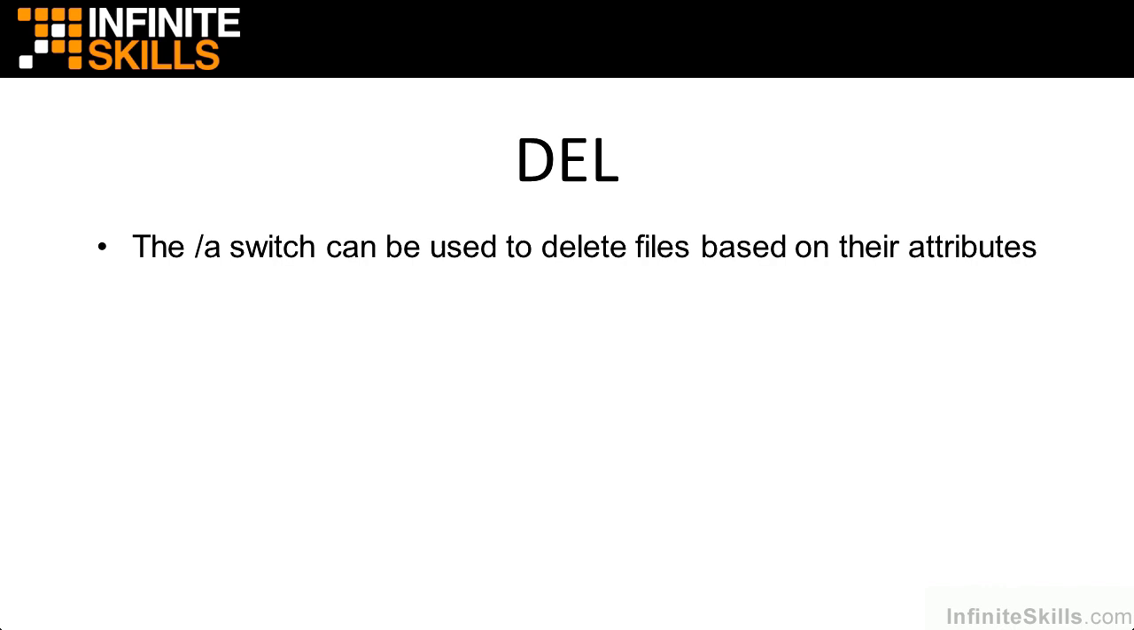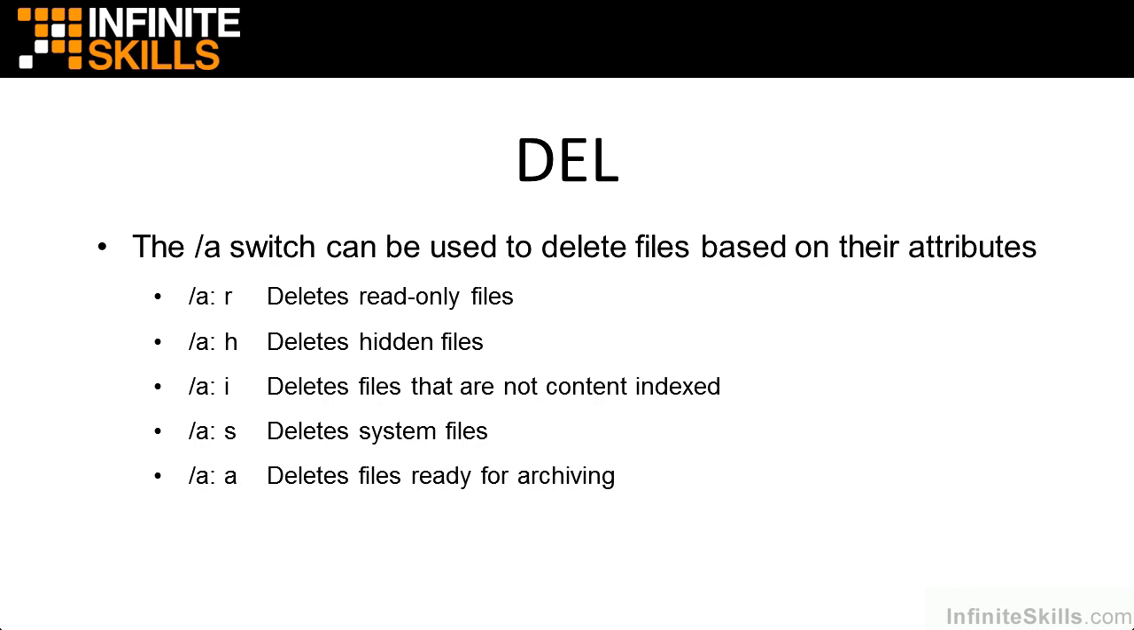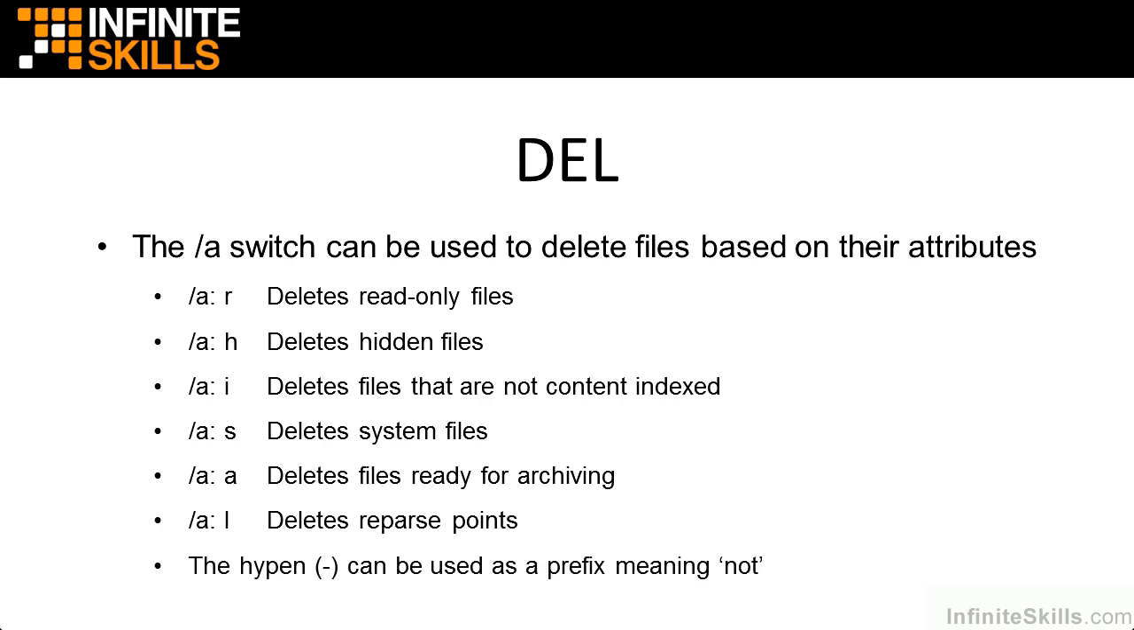Now, the A switch, or the A parameter, can be used, and this is really cool, to delete files based on the file attributes. For example, /A:R deletes read-only files. The H parameter with A deletes hidden files. By adding an I, I can delete files that are not content indexed. By using the S, I can delete system files. And by using the /A:A, I can delete files that are ready for archiving. The A:L deletes reparse points. And keep in mind, with all of these, the hyphen can be used as a prefix, meaning not. So it's going to invert what we're looking for here.